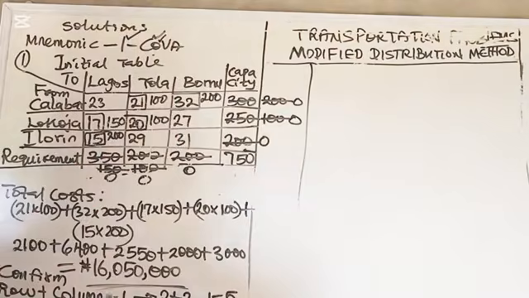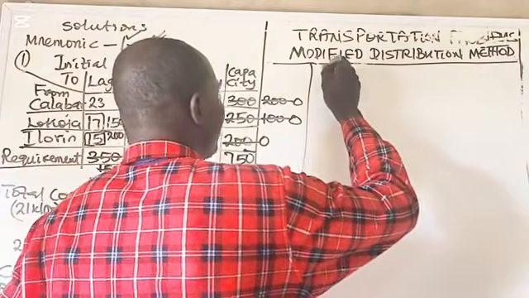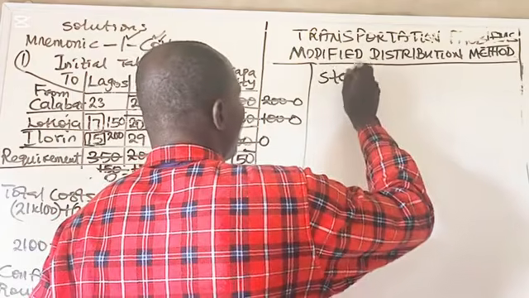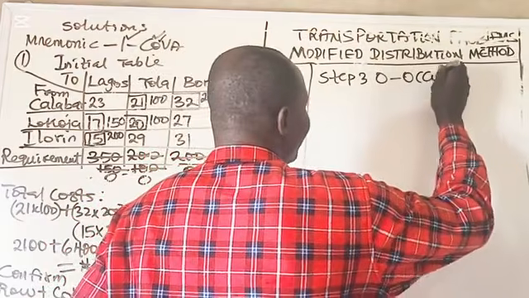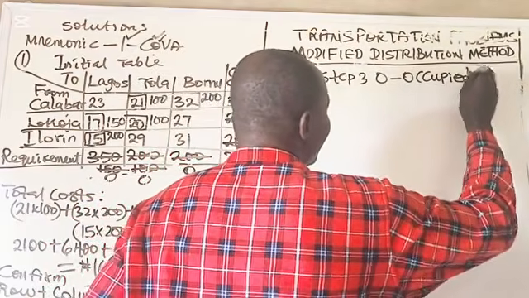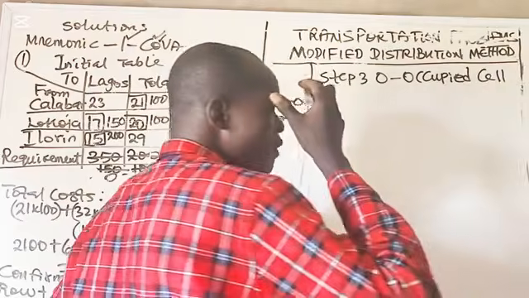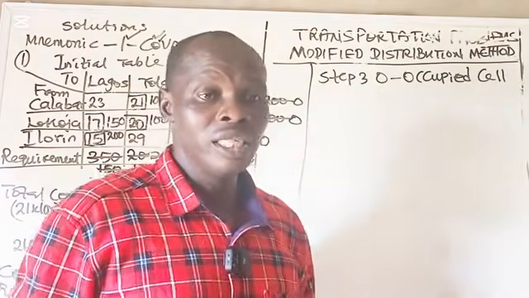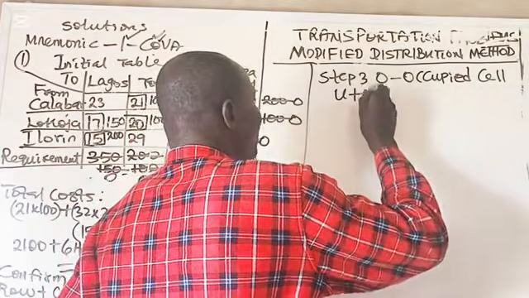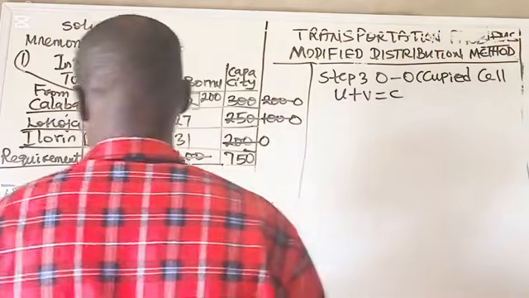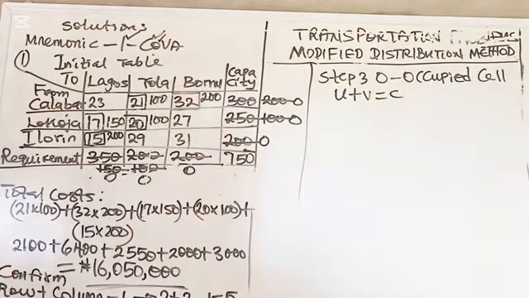The next step is step 3, which is O. O is for occupied cell. Step 3, which is O, occupied cell. So you evaluate the occupied cell using the formula U plus V equal to C.